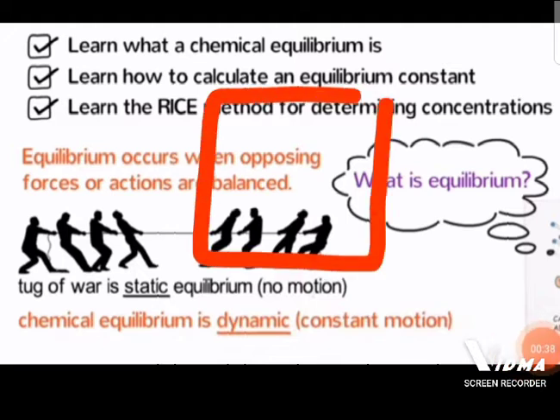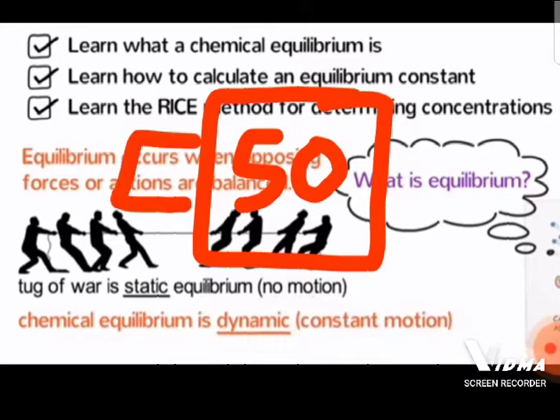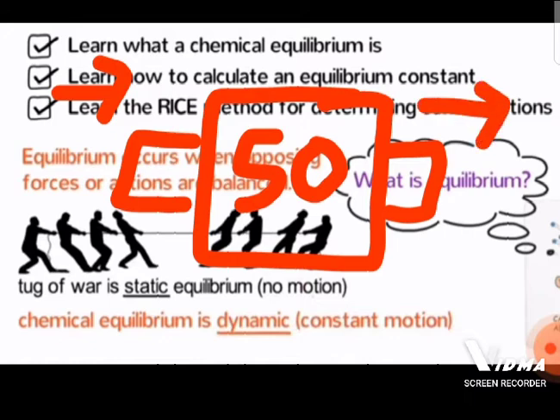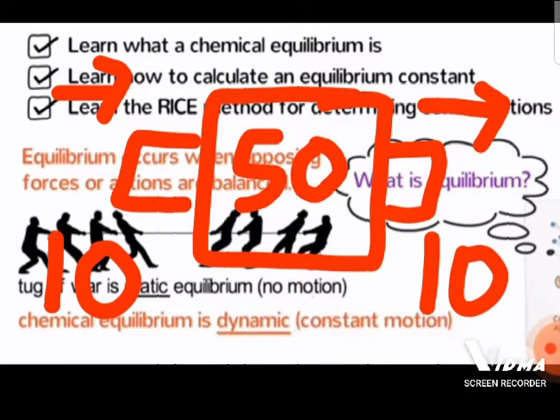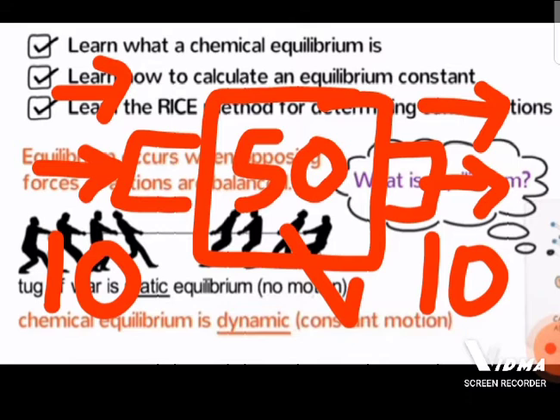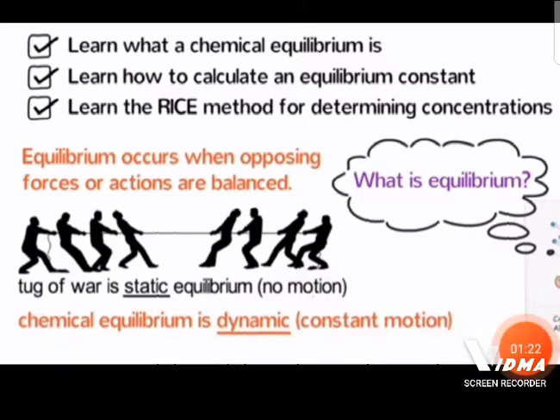Let me tell you one more example for equilibrium. For example, in one room there are 50 persons staying, which has one entry and one exit. Now if at a time 10 persons are entering the room, which already has 50 persons, and 10 persons are leaving the room at the same time, how many people remain in the room? Yes, 50 will be constant because 10 are getting in and 10 are getting out. So 50 persons remain in the room. That is one example for equilibrium.